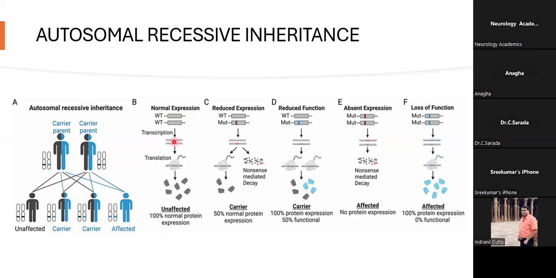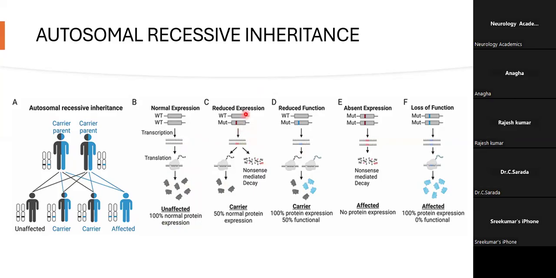So this is the diagram representing the normal gene expression. That is, there are two wild type or normal alleles. With transcription, they produce normal mRNA, and with translation, they produce normal protein. There is 100% normal protein with normal expression.